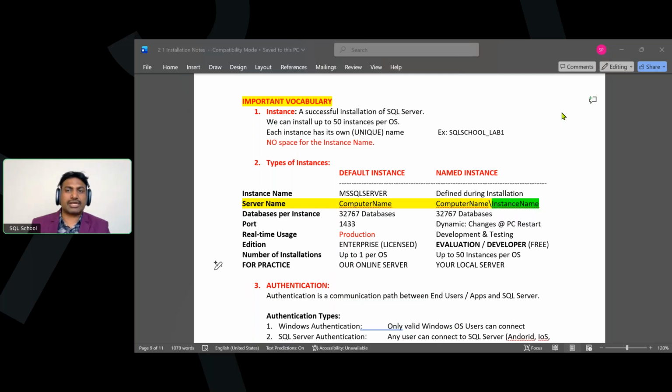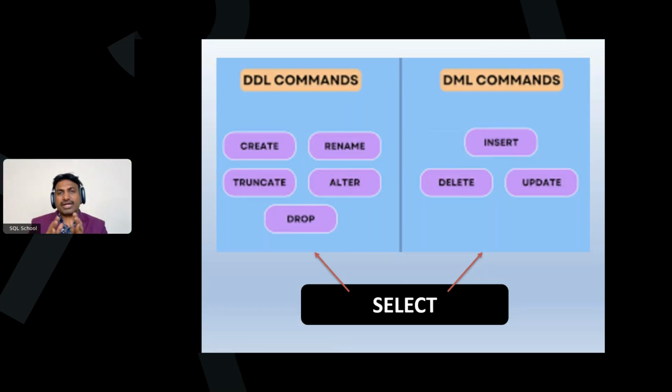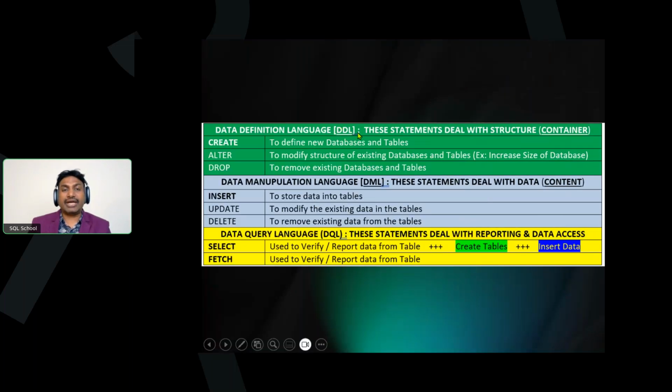Once you complete your installations, next comes SQL basics. What is that? We constructed the house, right? Next, we need to construct the rooms inside the house. For construction, we need something called DDL commands. Once you construct the room, we need to store data, right? That is DML. DDL means data definition language: container. Remember these keywords. DML means data manipulation language: content. Container, content. Please learn these new mantras by heart.